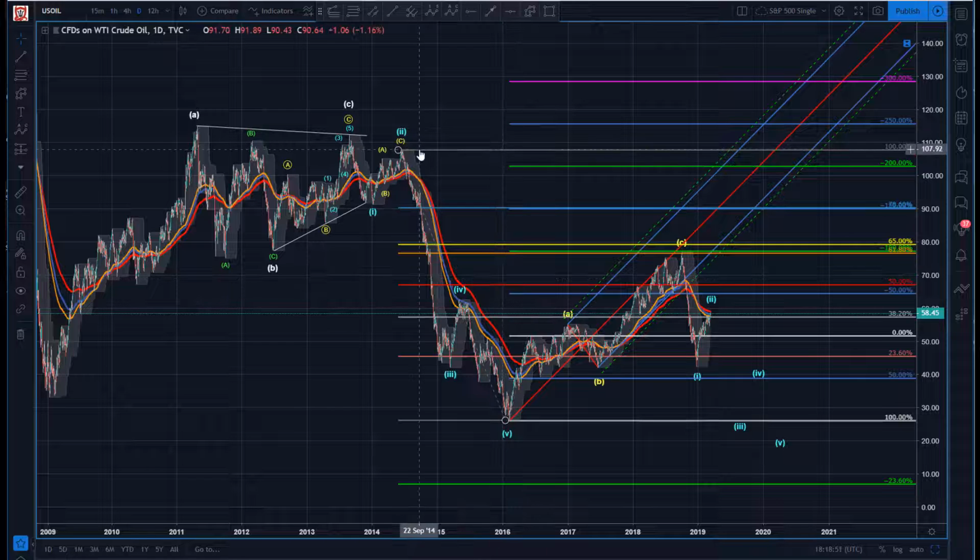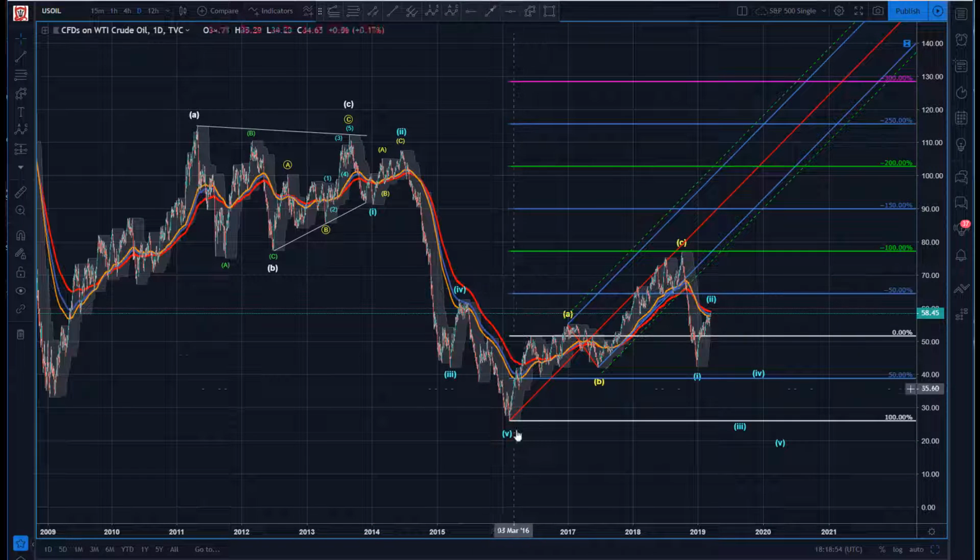So I've just got the wolf range on here. Let me pull this off so you can see that. So this is the range here. We come down, we tag the 50. Here's the negative 50, right? And here's exactly 100% of that initial range.